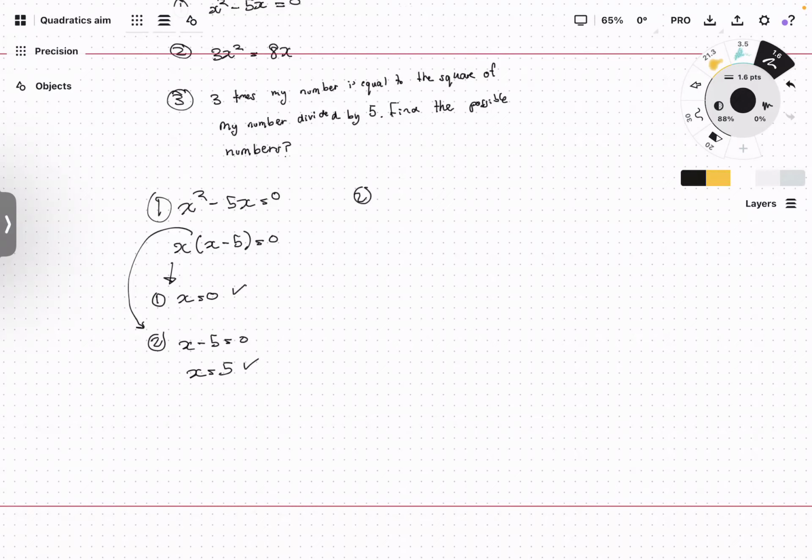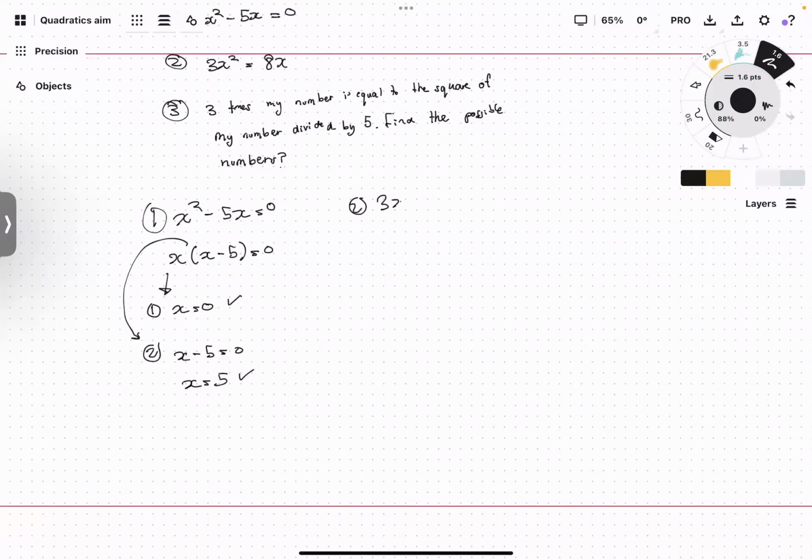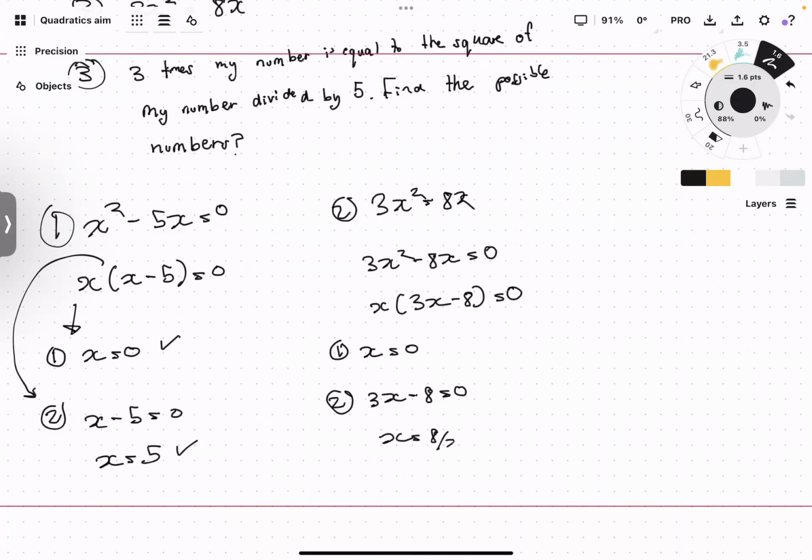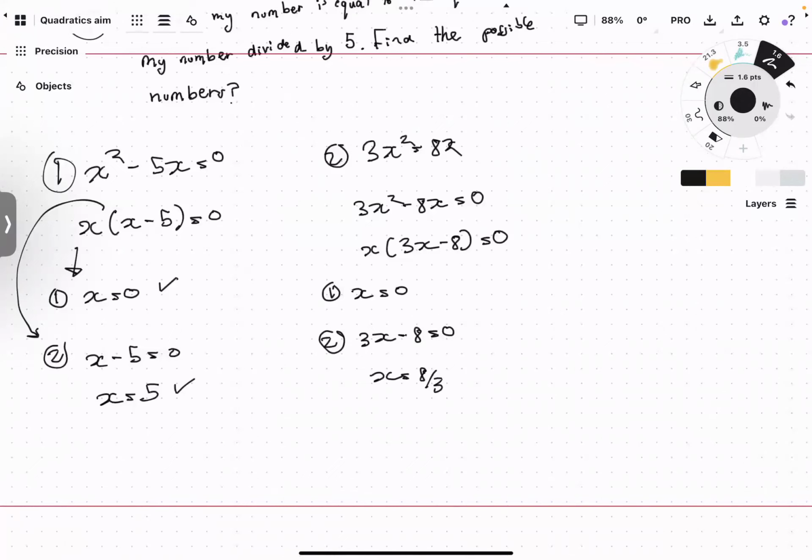See? For the second question, null factor law is again very similar. You bring everything to one side, factor things out. And you can bring it to the other side. It won't change the answer. And then you get the same answers again. The first one is x equals 0, or the second is 3x minus 8 equals 0. If you solve this linear equation, you'll get x is 8 on 3. And that's your 2 answers.